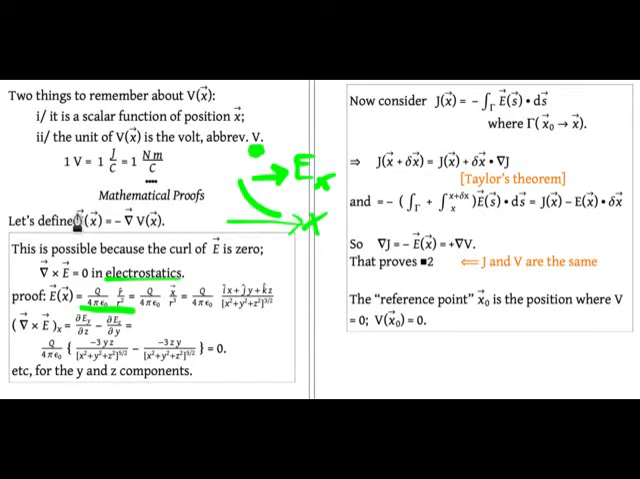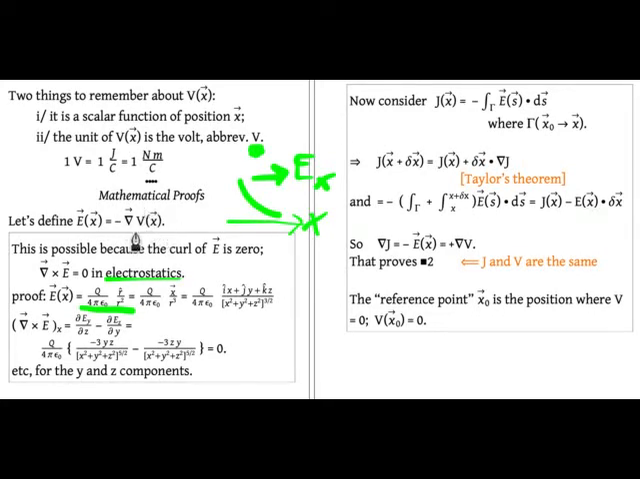Later on, when we come to Faraday's law, we'll find that the curl of E is not equal to 0 in the presence of a time-dependent magnetic field. So in a few weeks, we'll have cases where the curl of E is not 0. But for electrostatics, the curl of E is 0. That means we can write E as minus gradient V.